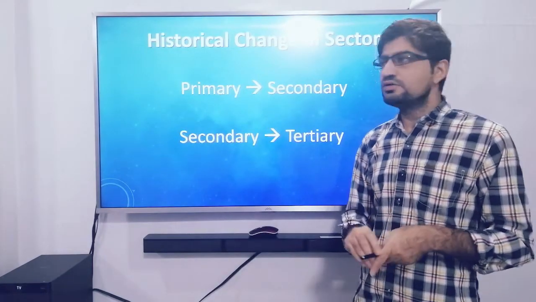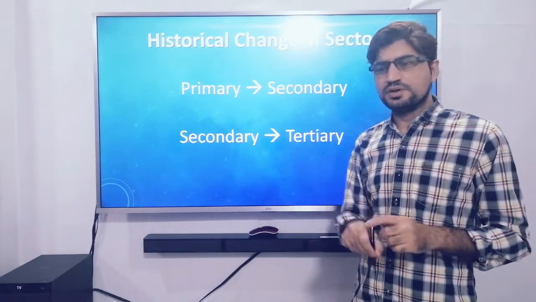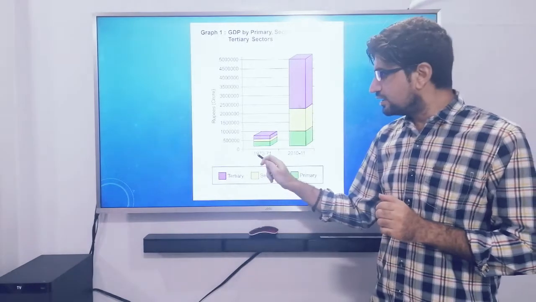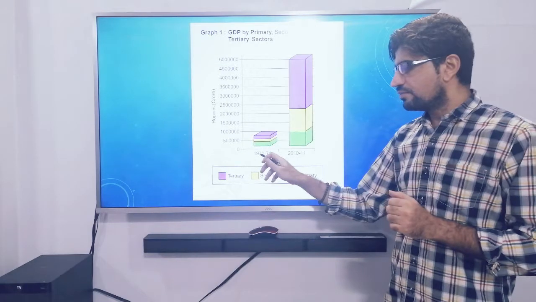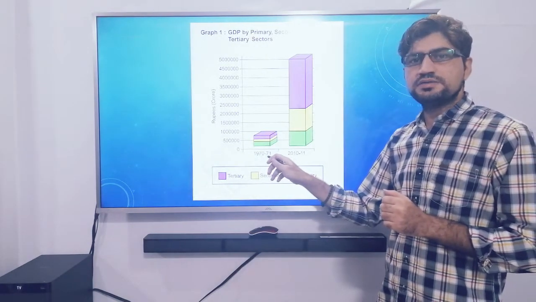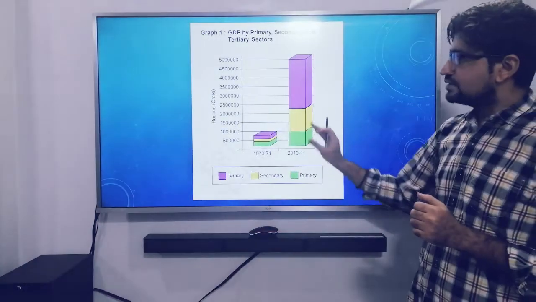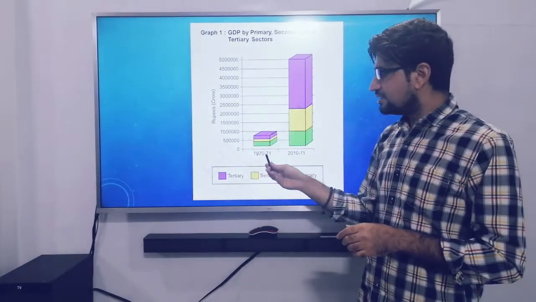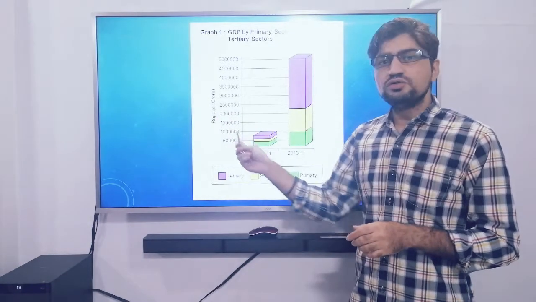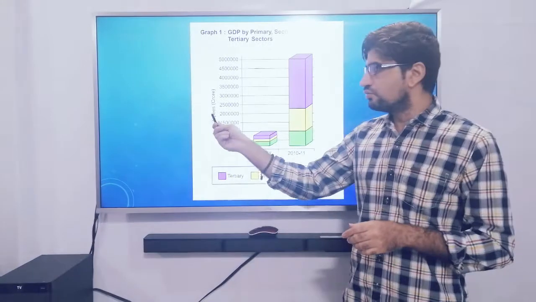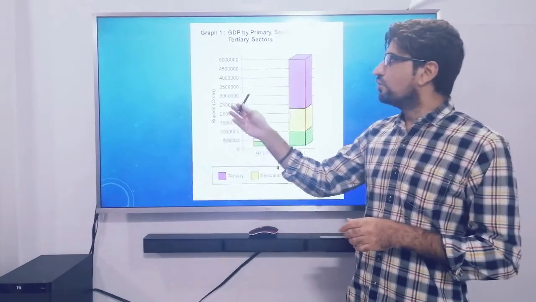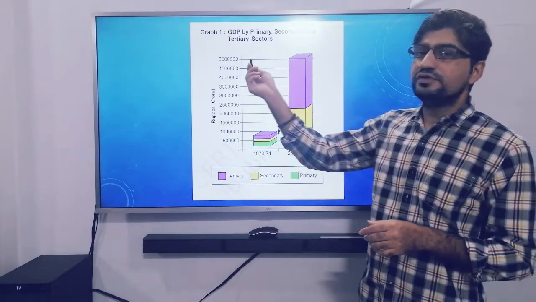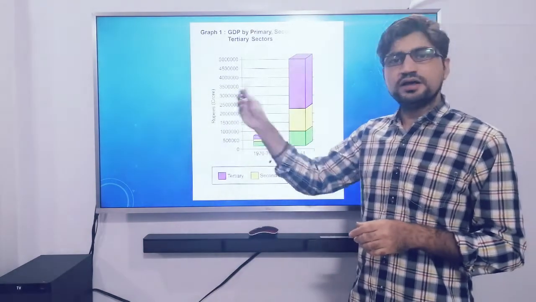So let's talk about the contribution of each sector in GDP as well as in employment. Here there is a graph comparing two different years, financial year 1970-71, from April 1970 to 31st of March 1971, and here 2010-11. This is the GDP of the primary, secondary and tertiary sectors of India during these years. In 1970-71, GDP was 1 lakh 10 crore rupees. Over time that increased; in 2010-11 it increased from 10 lakh to 50 lakh crore rupees.